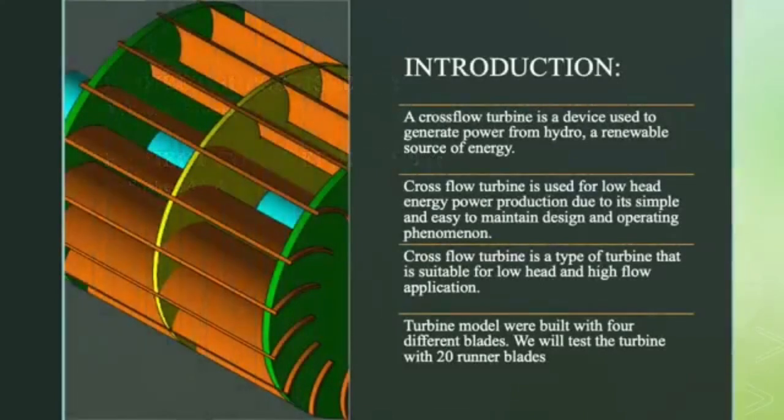First of all, I would like to introduce the cross-flow turbine. A cross-flow turbine is a device used to generate power from hydro, a renewable source of energy. Cross-flow turbine is used for low-head energy power production due to its simple and easy to maintain design and operating phenomena. A cross-flow turbine is a type of turbine that is suitable for low-head and high-flow applications. Our turbine model was built with 4 different blade impellers. We will test the turbine with 20 runner blades.